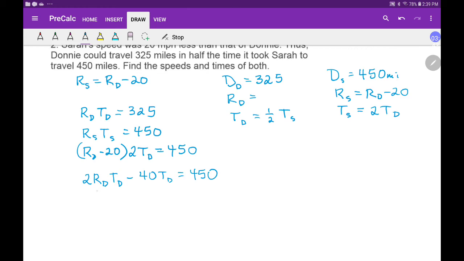And I can also say, well, at this time, I was thinking about elimination, but you know what? I've got this thing right here, and I can plug it in right here. Okay? So if I do that, I'm down to one unknown, and you can find the speeds and times of both.